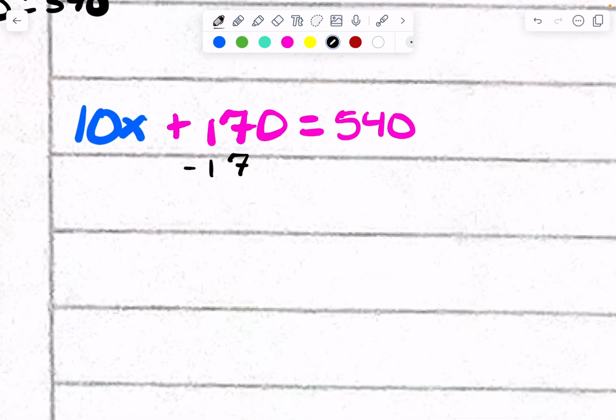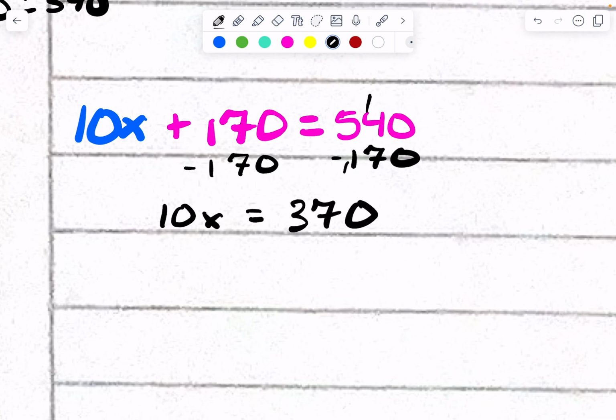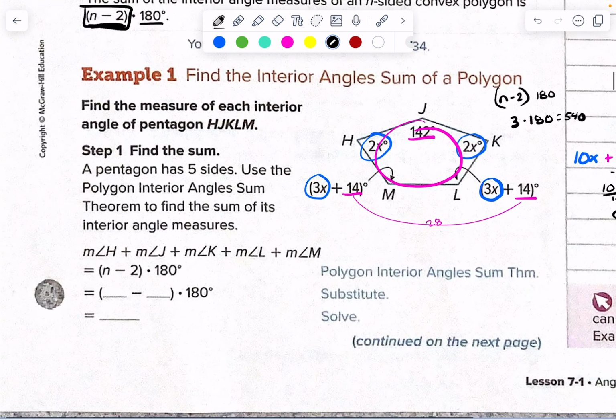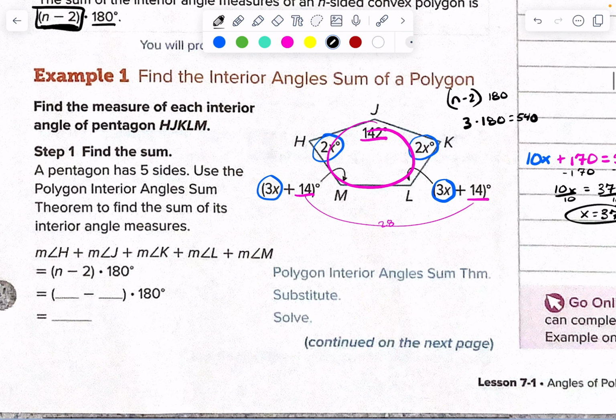So I subtract 170, and 10x equals whatever that is, 370, and divide by 10, and x is going to be 37. Okay, now let's see if they want us to plug stuff back in. Find the measure of each interior angle. Boo.